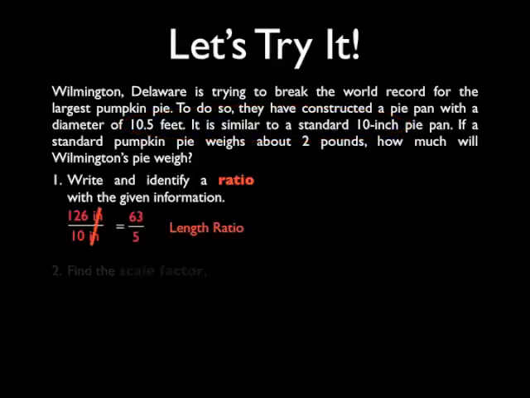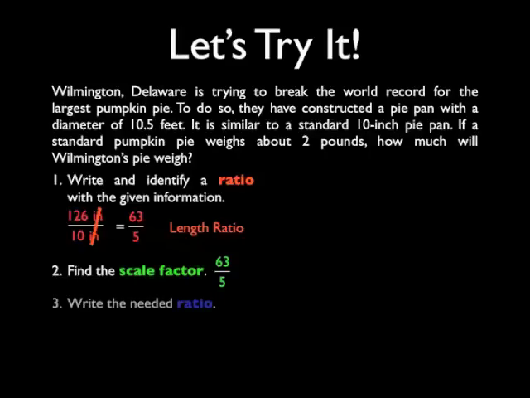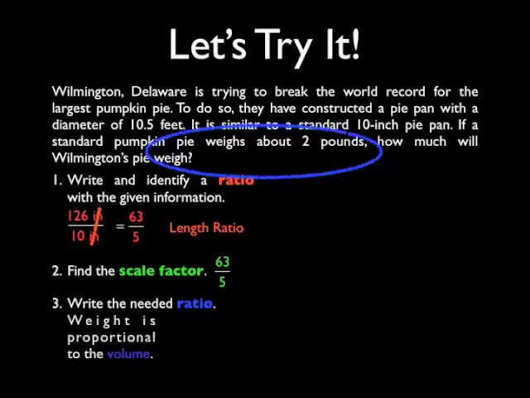Now let's move on to the next step, write the scale factor. Whoa, wait a minute. Remember similar figures? The scale factor and the length ratio are exactly the same thing. So we don't need to do any work to find the scale factor when we have a length ratio. That's cool. Step 3. Let's write the needed ratio. Notice that our problem is asking us for weight. We don't have a weight ratio. Oh, weight! Weight is related to volume. So we can use the volume ratio.